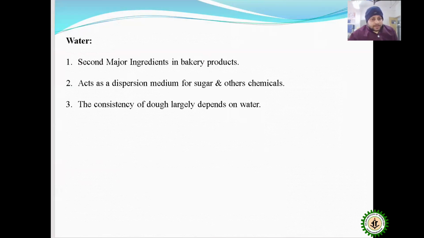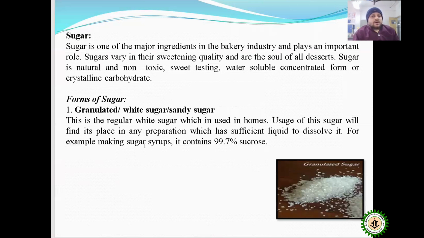So after water, the third major ingredient is sugar. Sugar we basically use as a sweetening agent, and we also know sugar as a class 1 preservative, and it preserves the bakery items. So sugar is one of the major ingredients in the bakery industry and plays an important role. And it is used in very little amounts as per our requirement for different types of bakery items. So it is mainly a sweetening agent, and we also add it as a class 1 preservative.